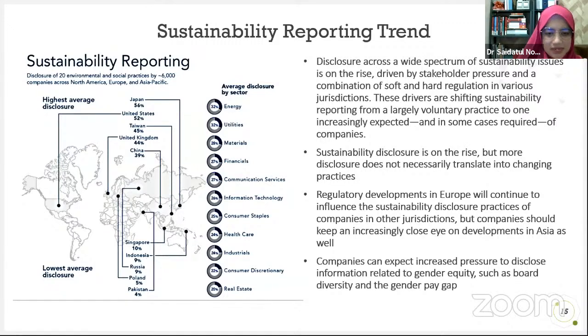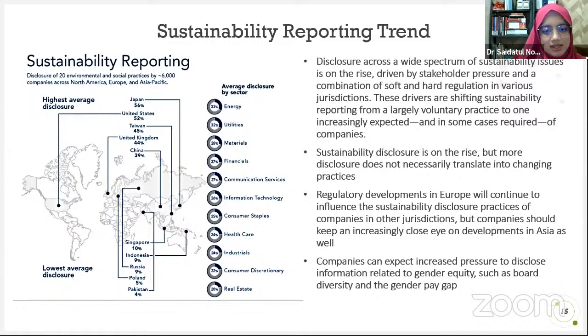And also there's regulatory development in Europe that will continue to influence the sustainability disclosure practice of companies in other jurisdictions. Of course, in the Asia Pacific, normally we take the practices from the Western countries, but companies should keep an increasingly close eye on development in Asia as well. So Asia is actually on the rise on sustainability reporting as compared to their peers in the Western countries.